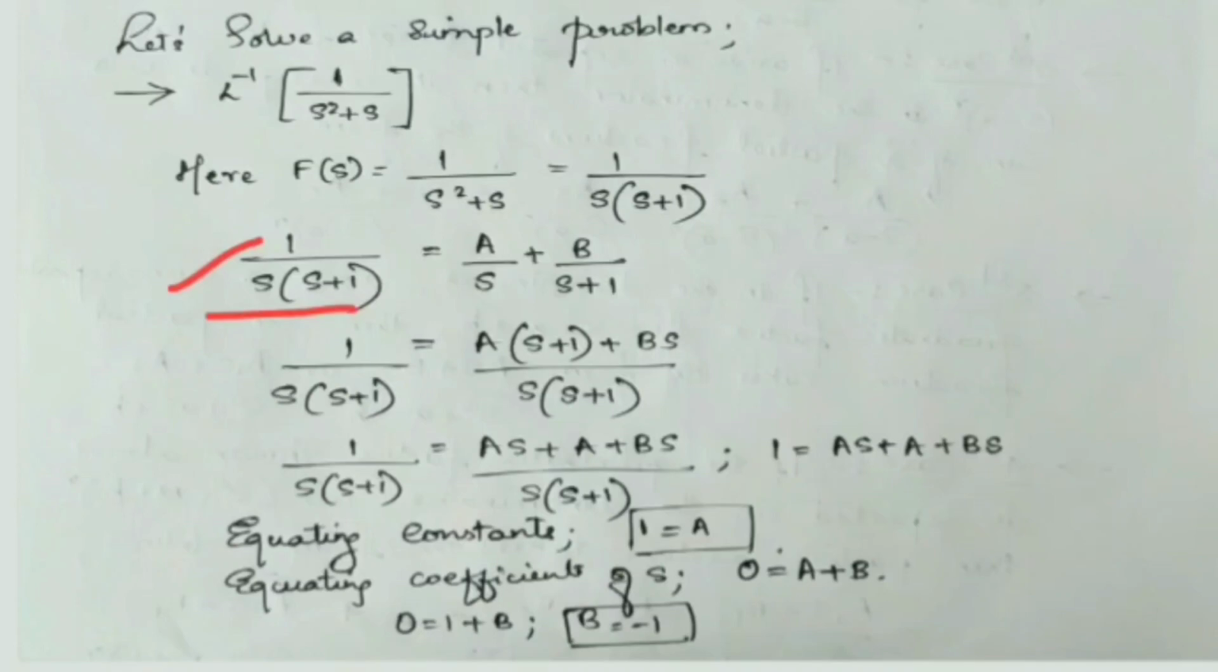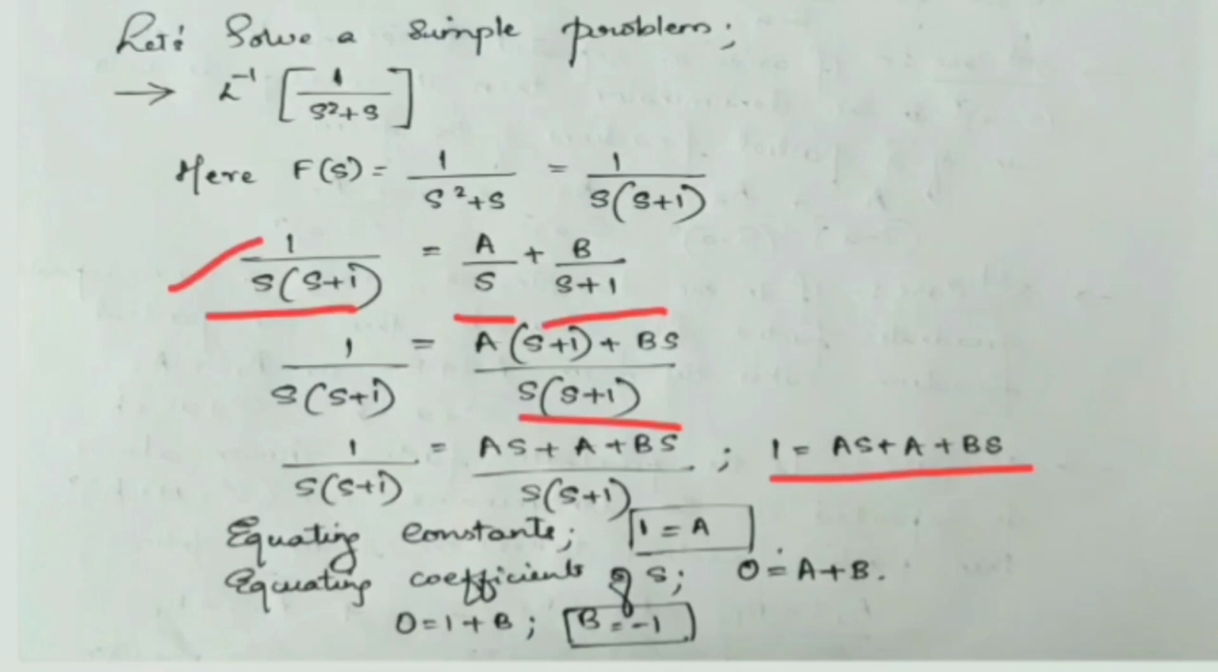Now, this function consists of 1 by s and 1 by s plus 1. In 1 by s, in the denominator, we have a non-repeated linear factor s. So, we will get the partial fraction as A by s. In the case of 1 by s plus 1 also, we have a non-repeated linear factor in the denominator, that is s plus 1. So, we can write it as B by s plus 1. Now, we have to make the denominators on both sides of the equation equal. So, for that we can cross multiply and write it as A into s plus 1 plus Bs by s into s plus 1. So, we will get 1 equal to As plus A plus Bs.